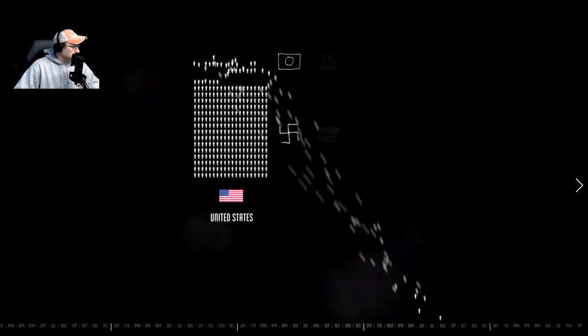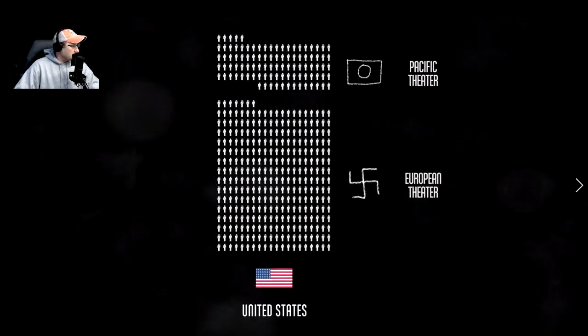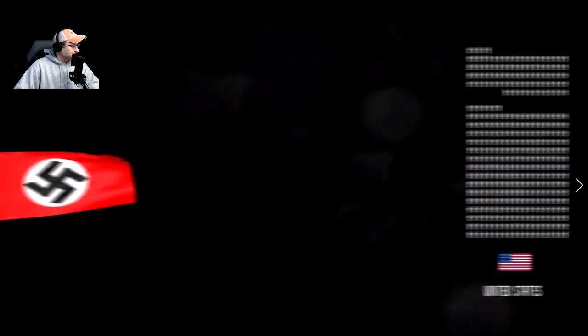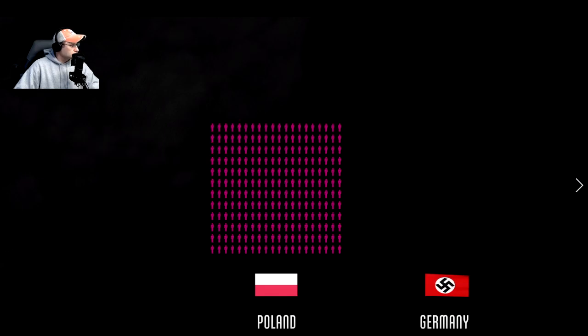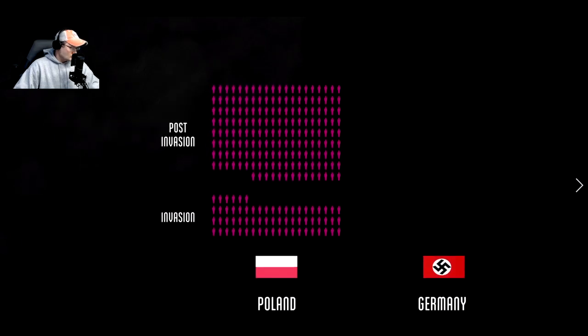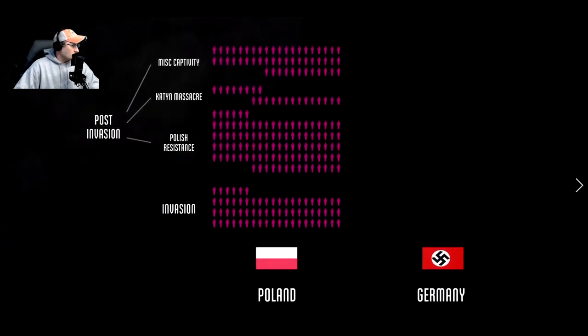Now let's look at some other countries, starting with Europe. Okay. Germany started World War II when it invaded Poland. Poland ultimately lost 200,000 soldiers in the war. Most died after the invasion while the country was occupied by Germany and the Soviet Union.